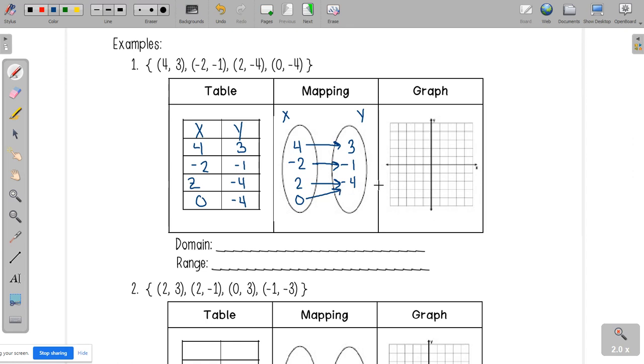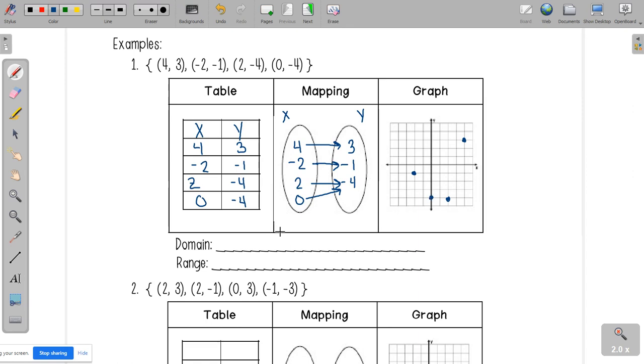And then graphing, we're going to just graph our points. So we have 4, 3. 1, 2, 3, 4. 1, 2, 3. Put a point. -2, -1. Then we have 2, -4. And then we have 0, -4. And we just graph it.